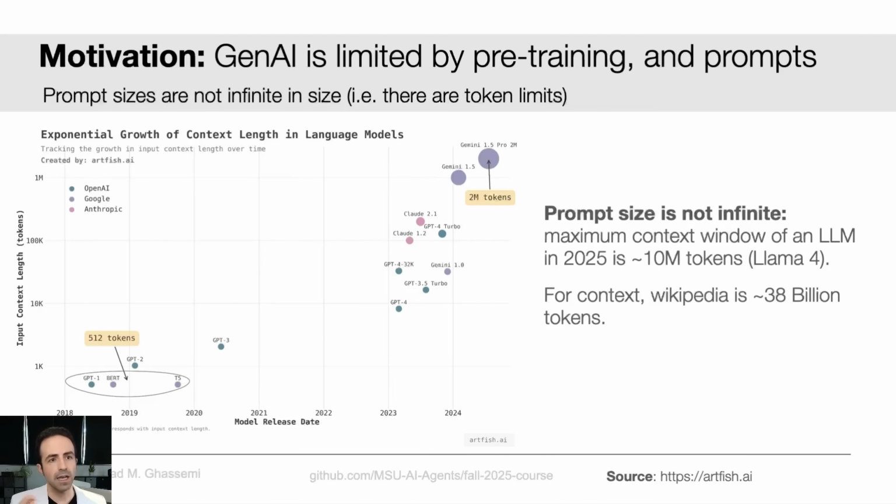Okay, so prompt sizes are not infinite, and they're getting bigger. As you can see illustrated in this diagram over time, we're at about 10 million tokens for Llama 4 now. 1 million tokens is more common for other AI models. But it's really not enough, right? Just Wikipedia, which is not the whole internet, is 38 billion tokens. So 10 million is pretty small when you compare it to a number like 38 billion.